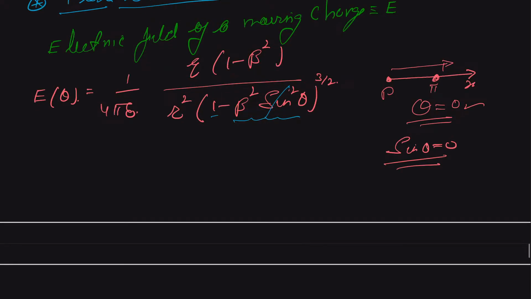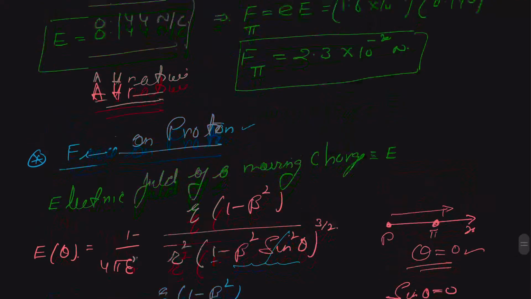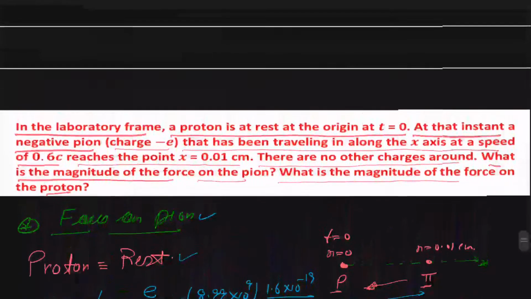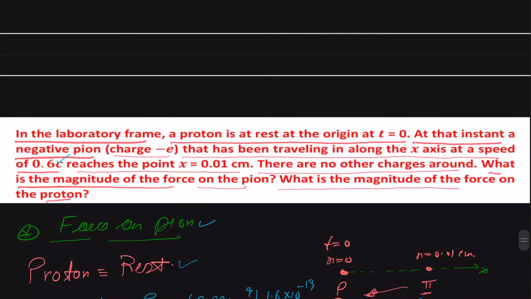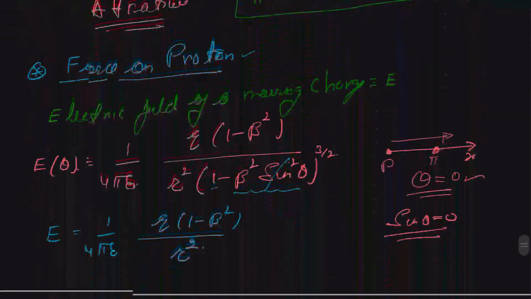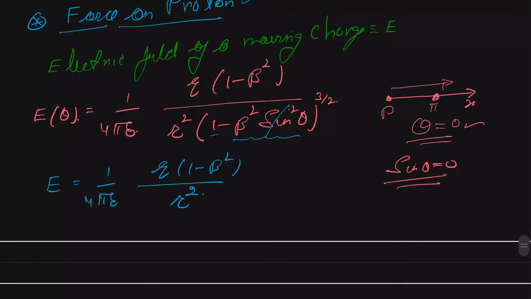Therefore we can say that the value of electric field is equal to 1 upon 4 pi epsilon naught, charge times 1 minus beta square, and this is left with our r square. And the value of beta is given as beta times c. So this is beta, so this is 0.6. So we can easily solve this.